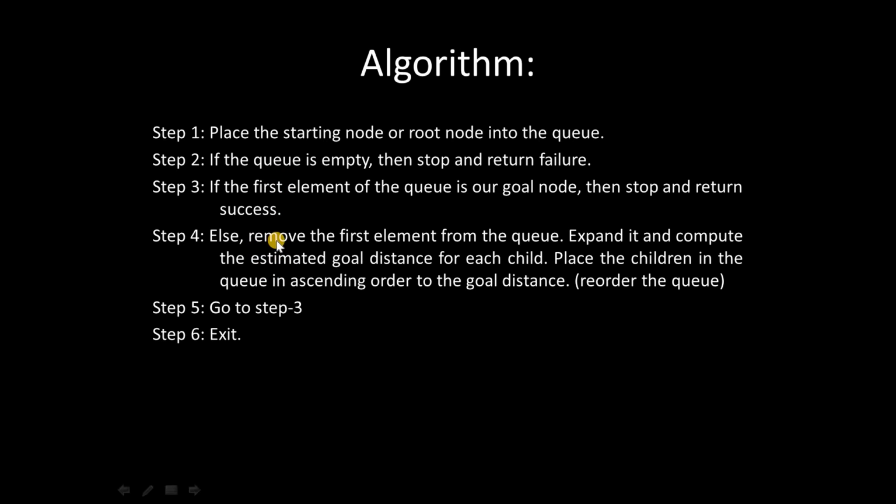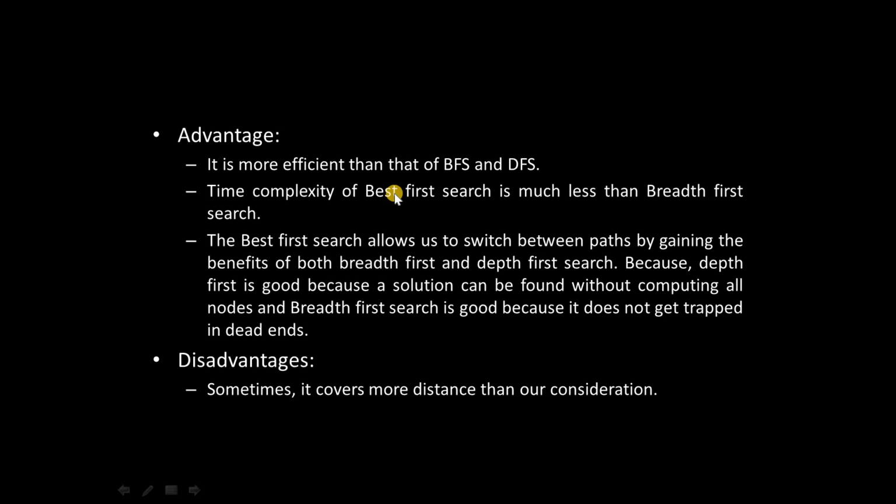Okay, if the element on the queue as the friend is not the goal node, what we have to do? Remove the first element from the queue, expand it, and compute the estimated goal distance for each child node or the neighbors. Place the children in the queue in the ascending order of the goal distance. I think now it's clear to you. Go to step 3 again, and this procedure is going on until we are getting the result. This is the algorithm.